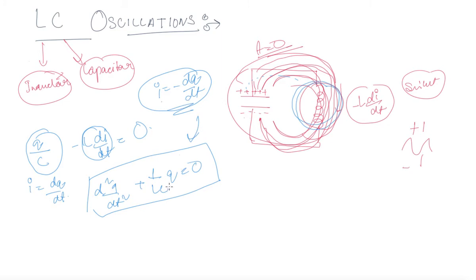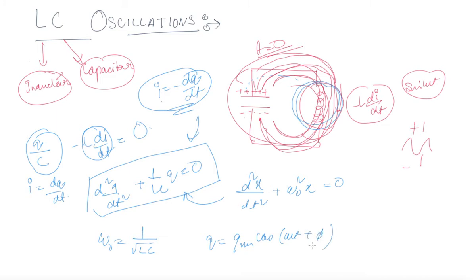Now we know this equation is of the form d square x upon dt square plus omega naught square into x is equal to 0, where here q is the variable. And we know for resonance, omega equals 1 by root over LC. Therefore q is equal to qm cos omega t plus phi.